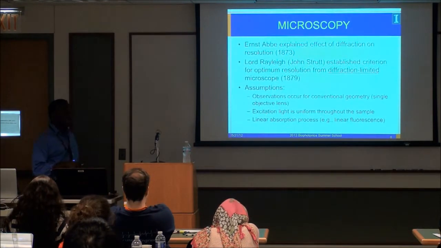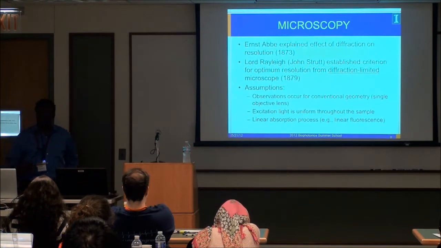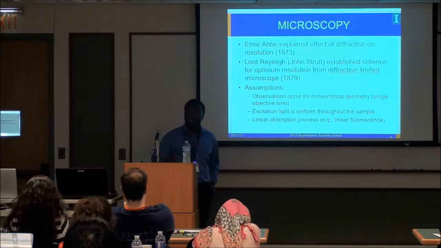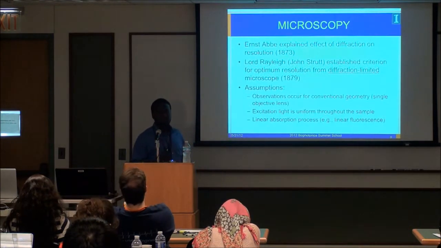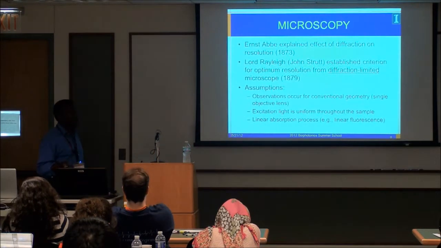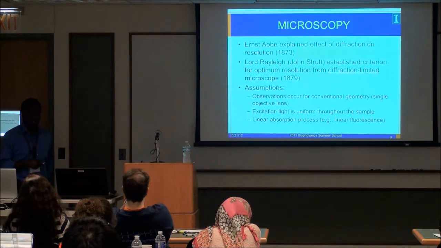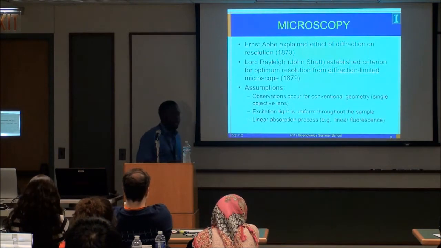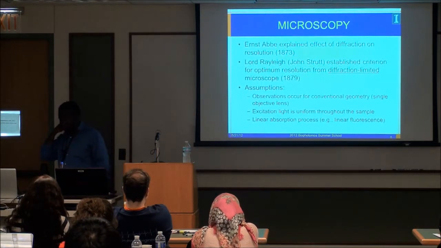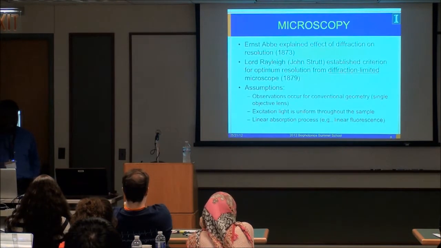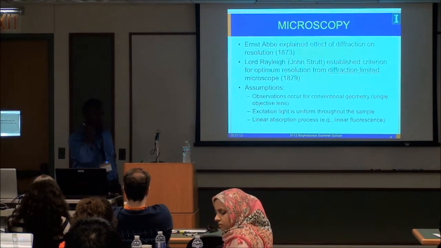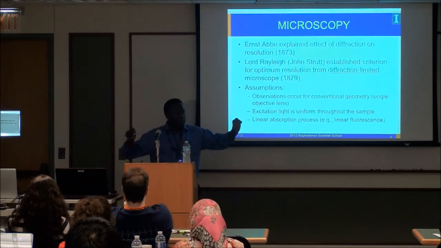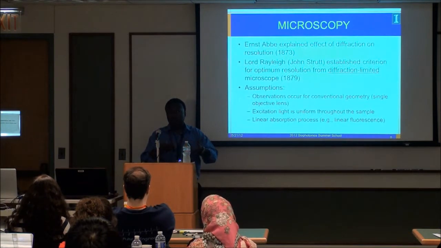Now, I add this part here as a caveat because if any of you are in the field of microscopy, you know that every other week you have people coming up with new techniques to enhance spatial resolution. Most of the effort is usually on spatial resolution rather than temporal resolution. So I've gone back and retooled the implicit assumptions that Rayleigh made when he established the criterion. That is, the observations occur for the conventional geometry of the microscope, meaning a single objective lens. We know now that people have devised other microscopy techniques that use more than a single lens. For instance, 4-pi microscopy, pioneered by Stefan Hell, in which you have two lenses, and you create an interference pattern in the sample in order to boost your axial resolution.